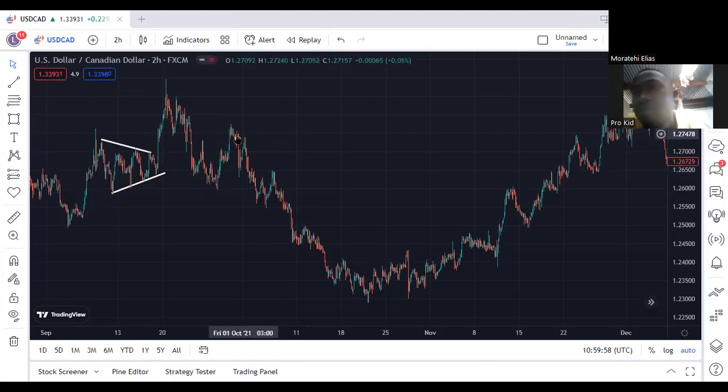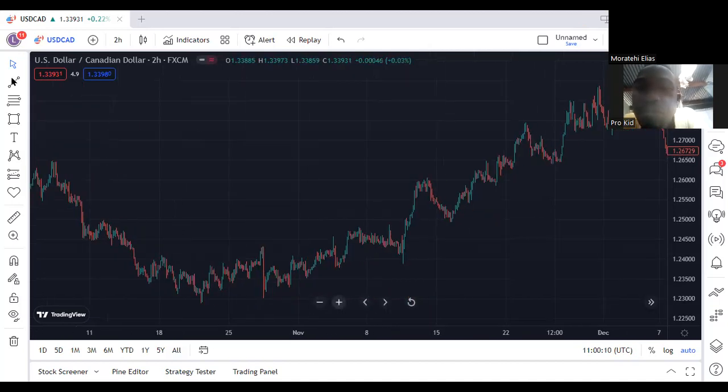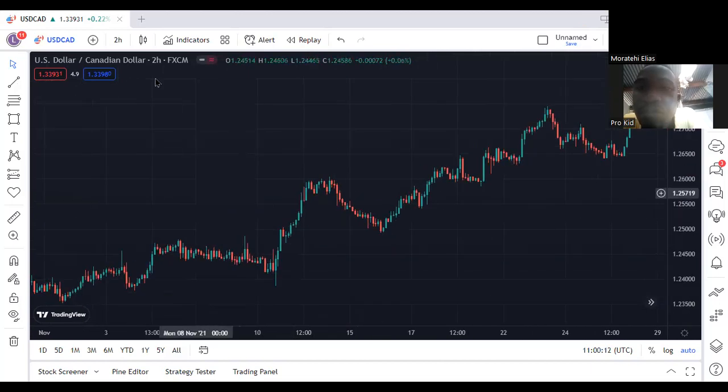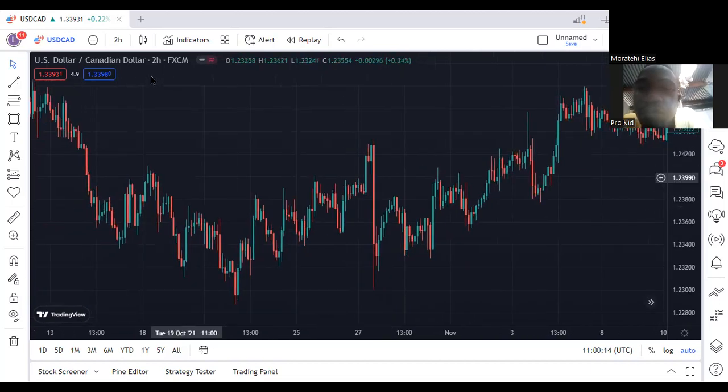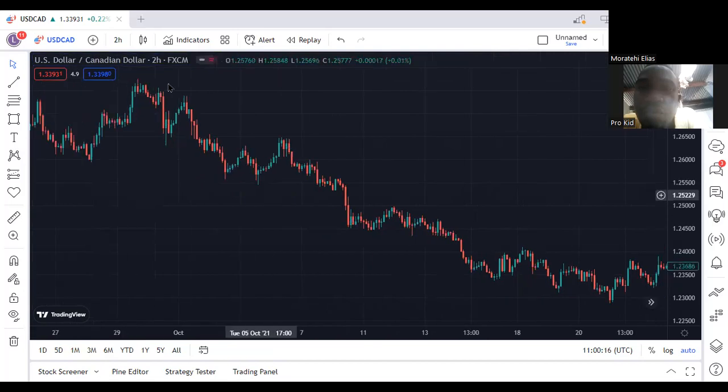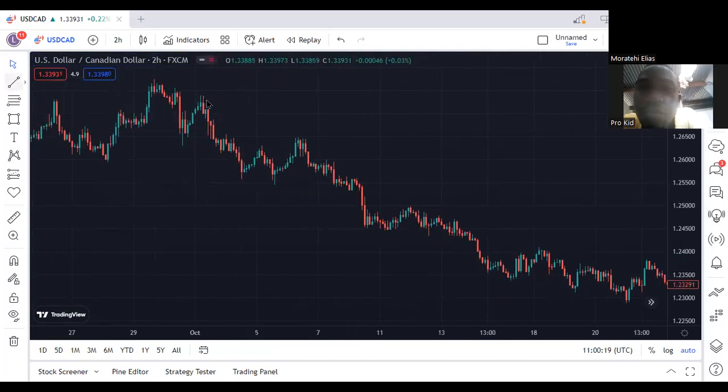If you look at this one, it's another trend line on the 1 hour. First time, second time, this is the third time. I'm not sure if you can see clearly. Let me try and zoom in so that we can see accurately. First time, second time, third time.